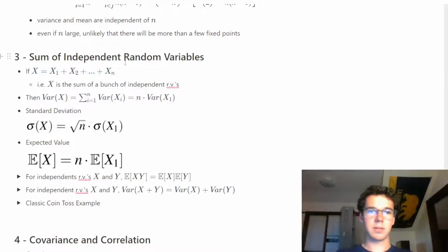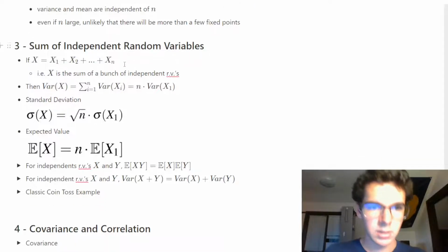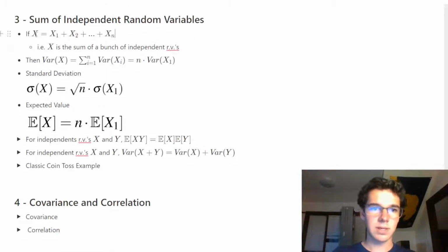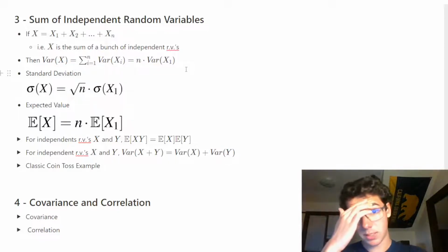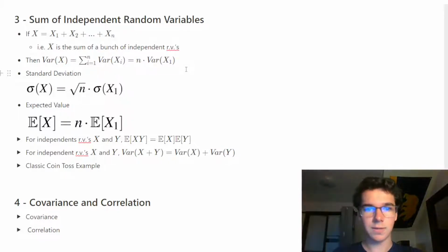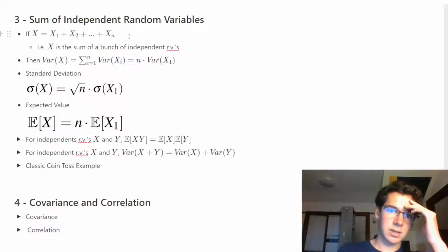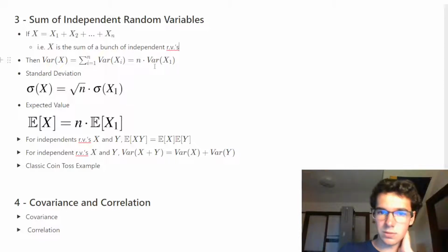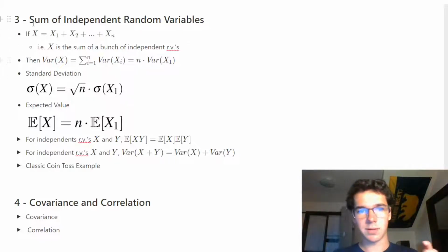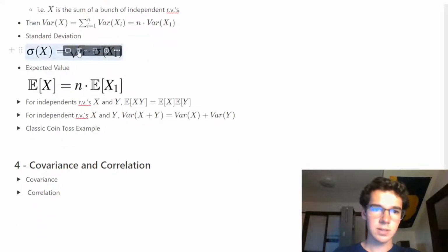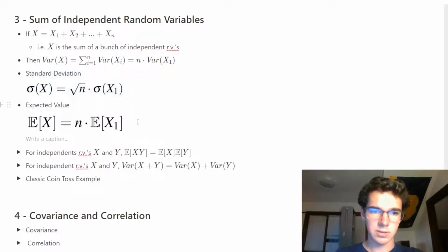Okay, so next we're going to talk about the sum of independent random variables. Let's say X is the sum of a bunch of independent random variables. Then the variance of X is just going to be equal to the sum of the variances of each individual X_i. Essentially, that's just going to total to the number of independent random variables times the variance of just one of those independent random variables. And then the standard deviation follows similar logic, and so does the expected value.